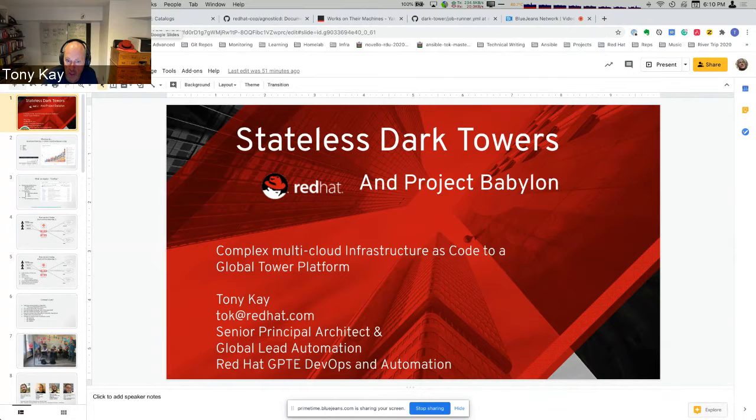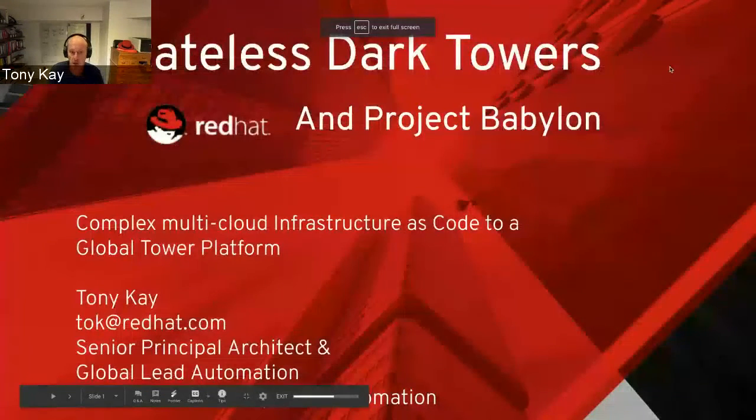But we continue to see an evolution in both products. By the way, if any of you do use Tower, 3.7 removes RabbitMQ, which was actually quite a large component. So that's always something to check out, though it just seems to work. But what I want to do now is introduce our stateless Dark Towers and a project called Babylon.